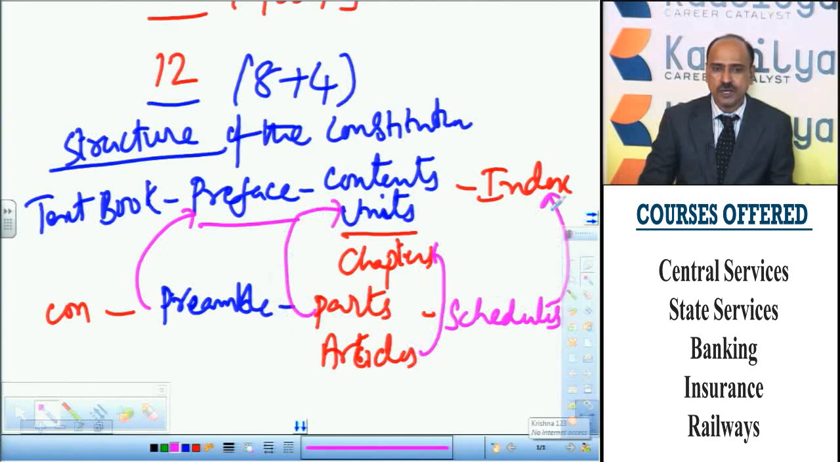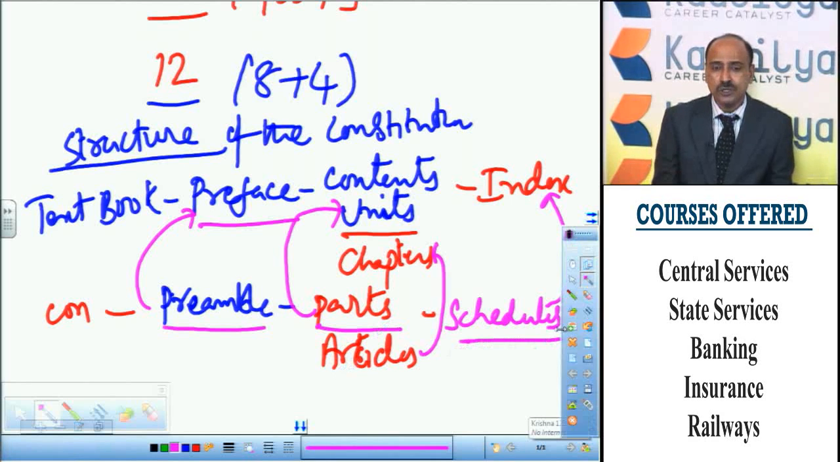What the textbook explains through preface, contents, index, the constitution also explains through the preamble. The preamble explains the whole objective or the whole aim of the Constitution. A part explains one main concept. An article explains a sub-concept in the Constitution. Suppose, for example, you take part 3, which explains fundamental rights. In part 3, from article 12 to 35, different articles are there, and different rights are explained. That's why these sub-concepts are explained under articles.